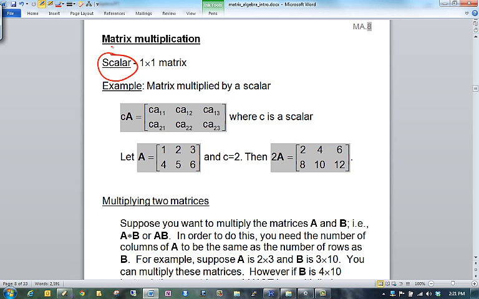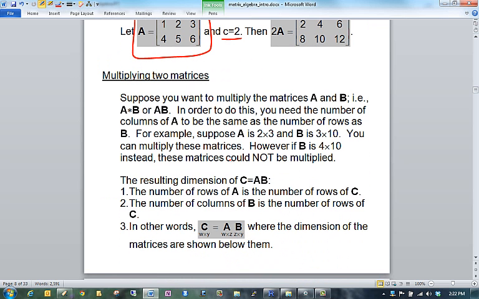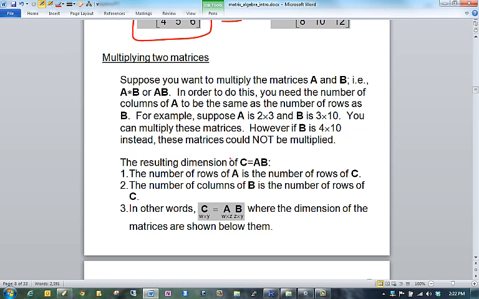So if I want to multiply my matrix A by a single number, a scalar, let's just call it C here, all you would need to do is take every element of your matrix A and multiply it by C. So for example, if this was my matrix A here, and I wanted to take A times 2, all I would do is take every single element of A, multiply it by 2. Really simple.